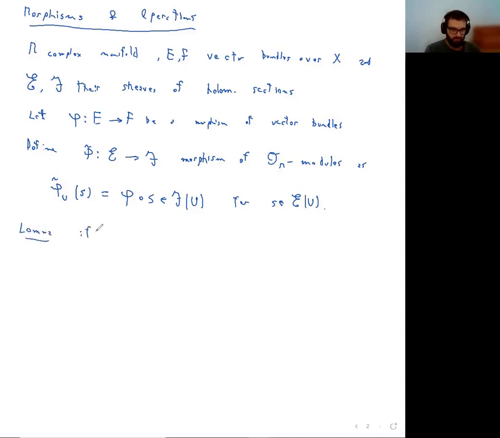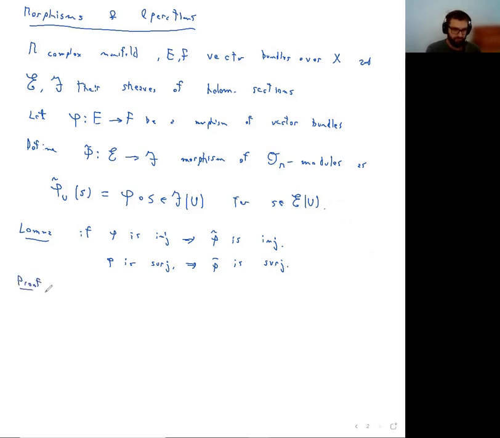And the lemma is simple: if phi is injective, phi tilde is injective, and if phi is surjective, then phi tilde is surjective. And remember, surjective for a morphism of sheaves is not open-set-wise surjective. It's like locally surjective.